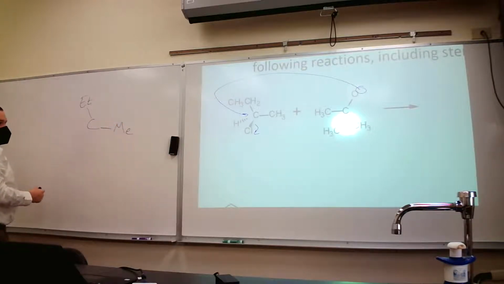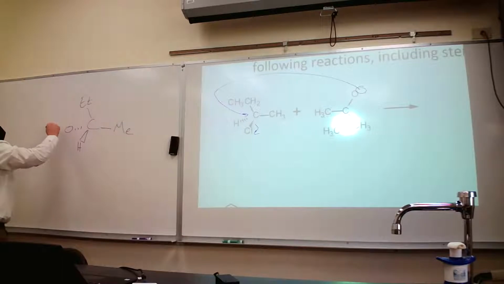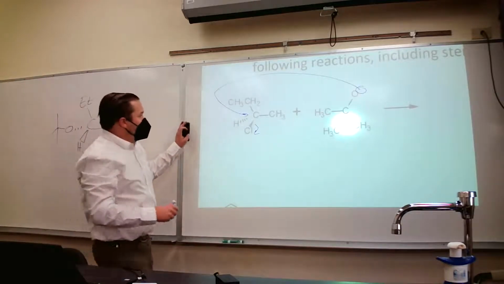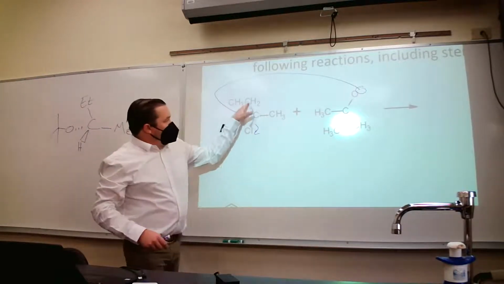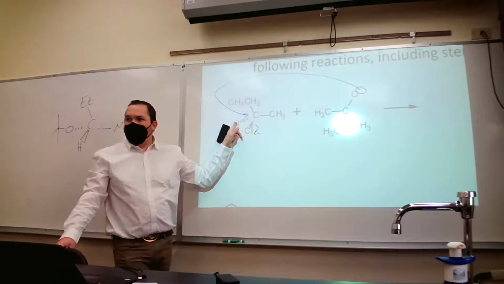The ethyl and the methyl are staying mostly where they were. The hydrogen comes out towards us now, and in the back we have this big t-butoxide attached. All three of these go through the umbrella flip.